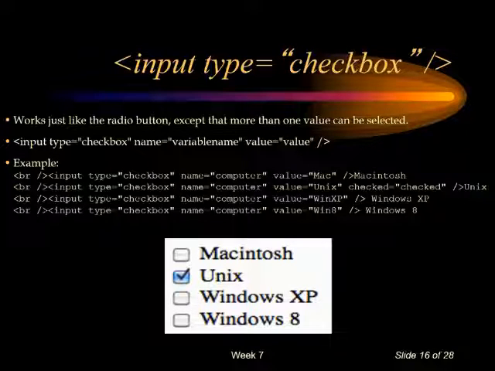You may need to set up an array with your computer script, depending on how the computer script processes multiple choices. So if you're doing PHP, for example, you might need to have as the variable computer bracket bracket instead of computer, or computer bracket 0 close bracket, something like that. But that is going to be specific to the computer script.